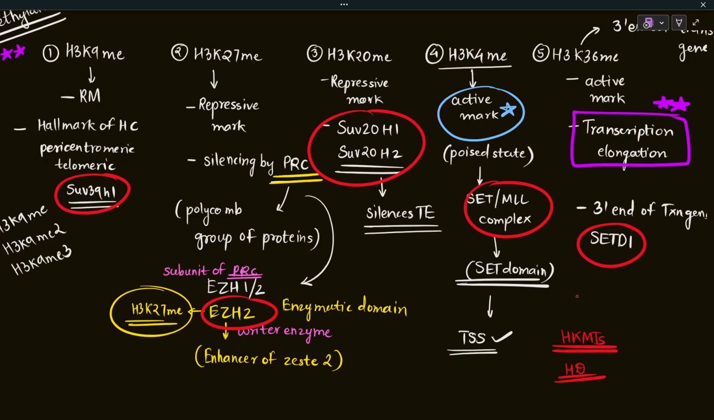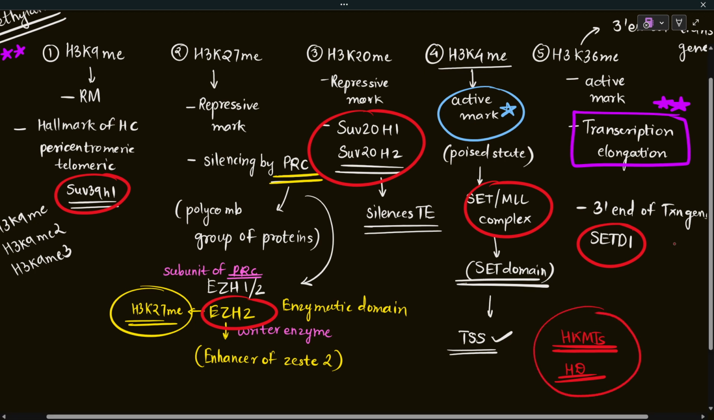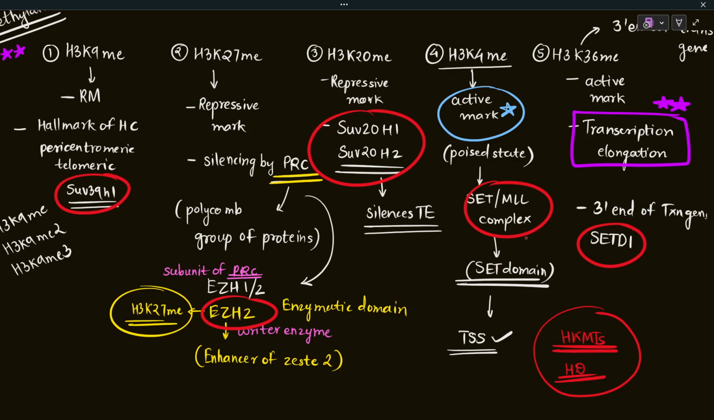After discussing those enzymes, we will also discuss arginine methylation, right? You know that methylation on the histone is done on the lysine residue as well as the arginine residue. Till now we have been learning only about lysine residue methylation, so we will also learn about arginine methylation.